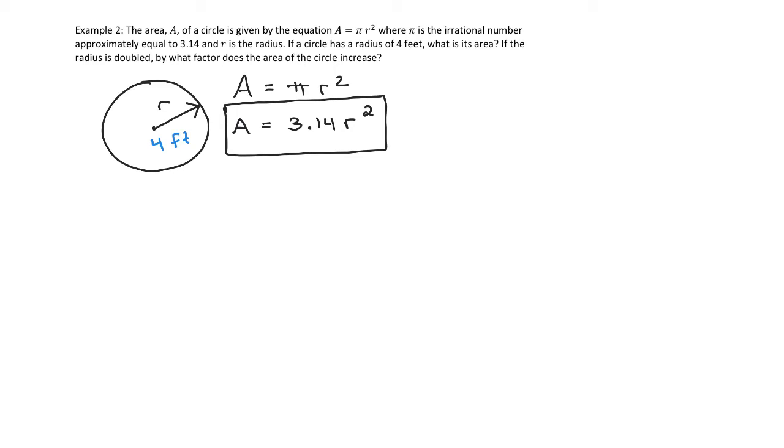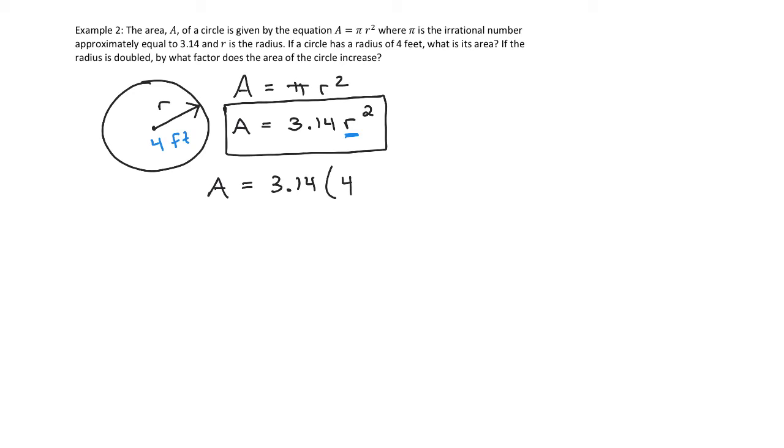And the good news is the idea is simple. You would take 4 feet and put that in place of the radius and then just simplify it, and that tells you the area. So let's write that out. The area is 3.14. I'll open up some parentheses.